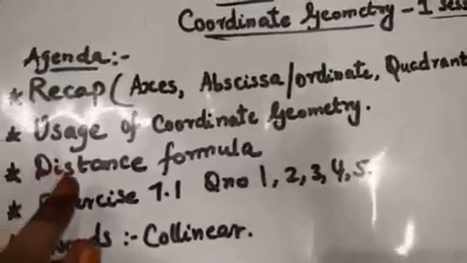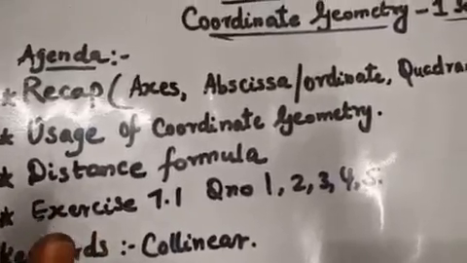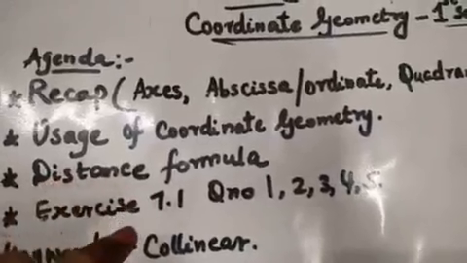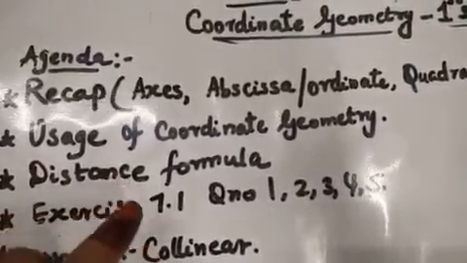After that, we'll be seeing a new formula. This is the first formula in the chapter and new to you, and it is very easy, which is called the distance formula. Using the distance formula, we will be finding how much is the distance between the 2 points.